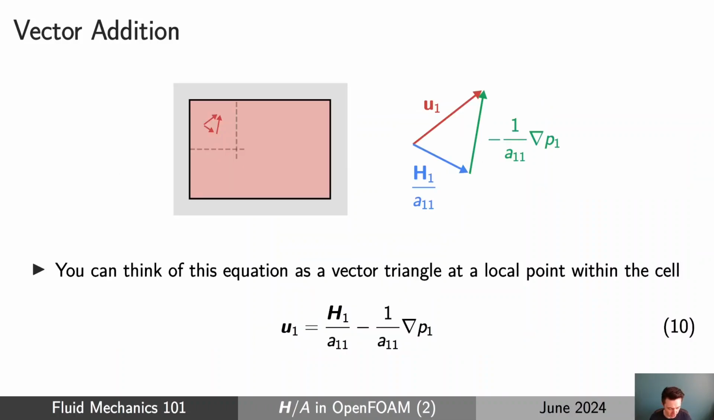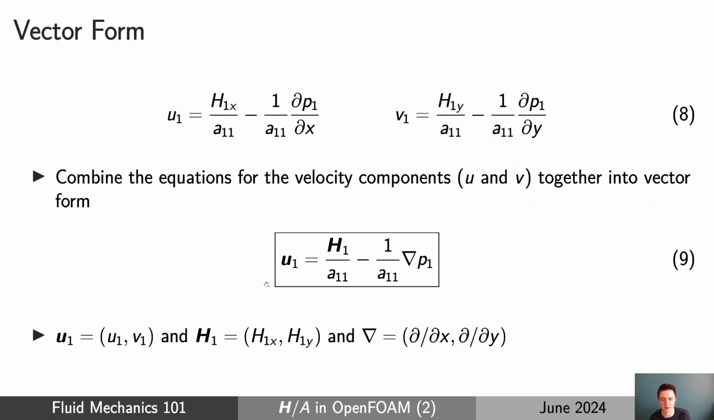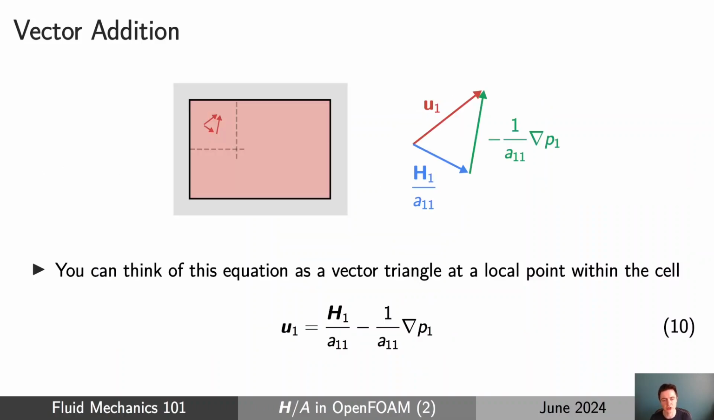And you may have come across equation 9 before. You may see this in some of the sources or some of the references, but it's really helpful to think about what the terms in this equation actually mean. And I usually think of this in terms of a vector addition or a velocity triangle. You may hear people refer to it as this.